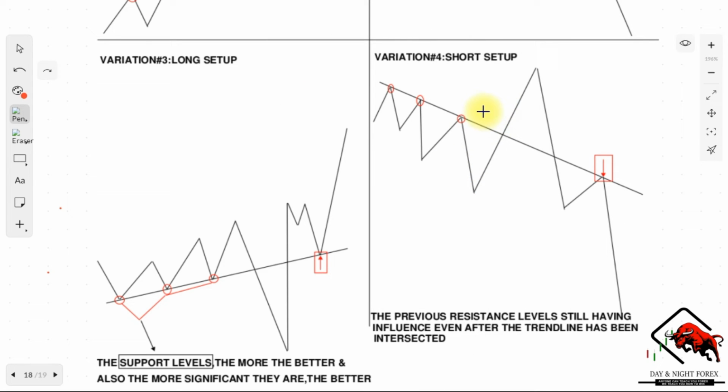Here again, you can see with our short setup, so for a selling opportunity, that you have the previous resistance level still having influence even after the trend line has been intersected. So it was intersected, but it still has influence later on right here. These are some of the variations that you need to keep in mind just in case this happens. But as we said, it doesn't occur that much, but when it does, it pays you a lot to actually know these things.